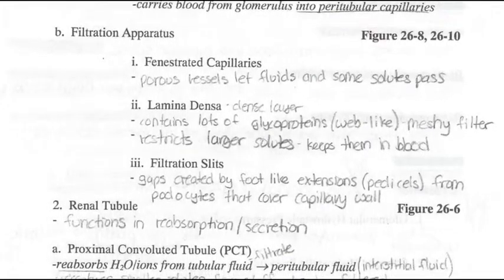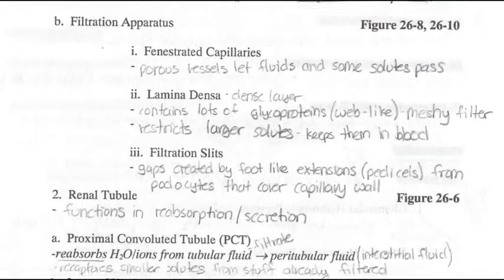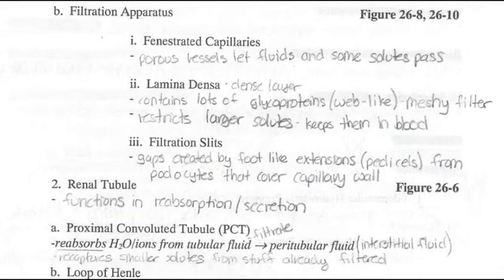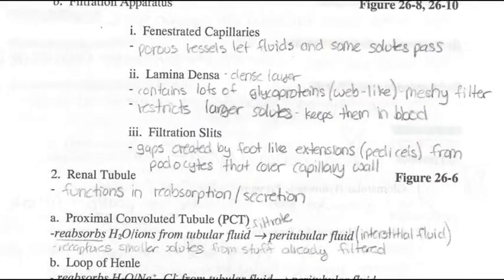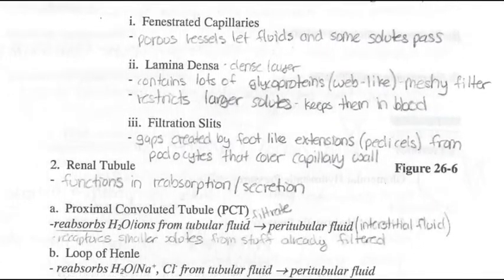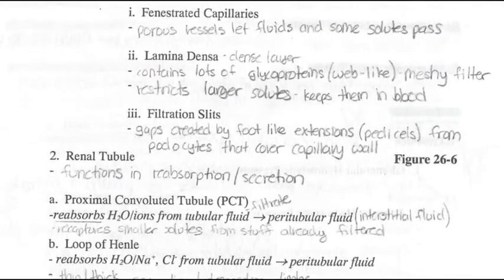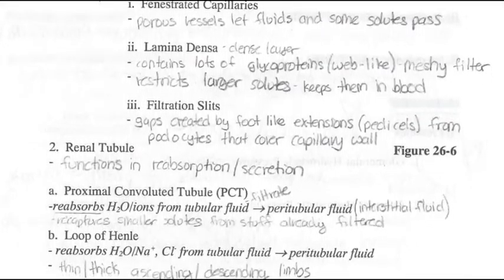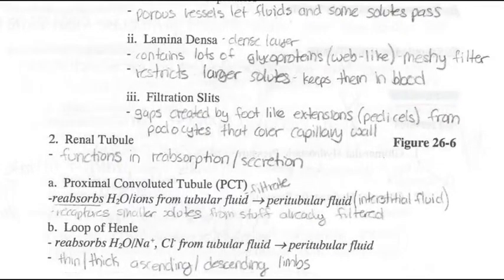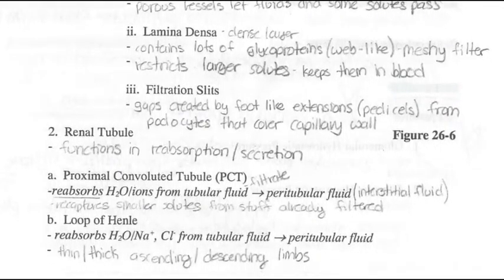2. Renal tubule. This functions in reabsorption and secretion. A. Proximal convoluted tubule. This reabsorbs water and ions from tubular fluid into peritubular fluid, or interstitial fluid. It recaptures smaller solutes from what has already been filtered.